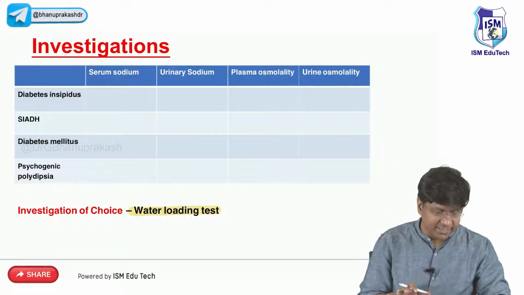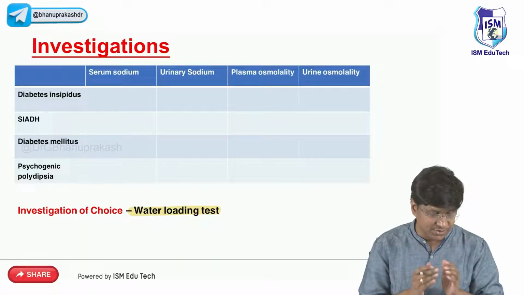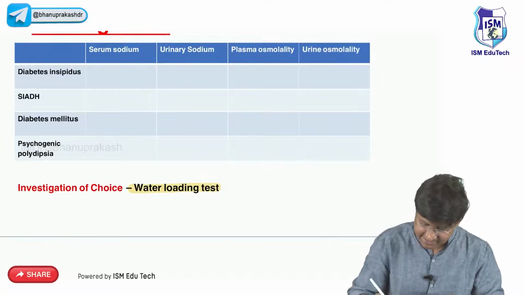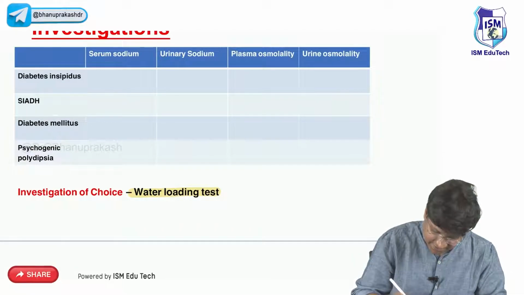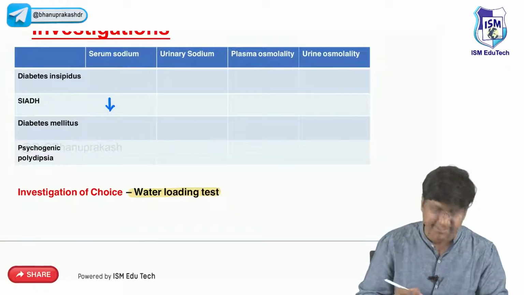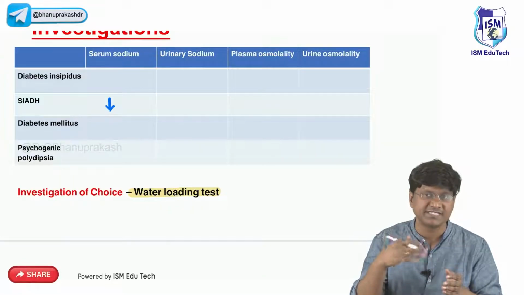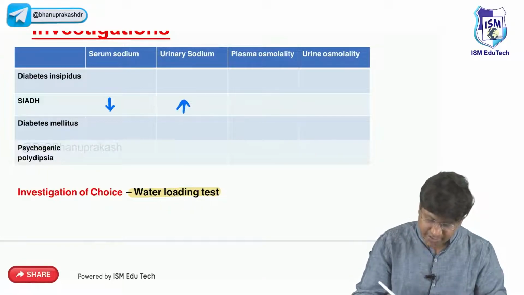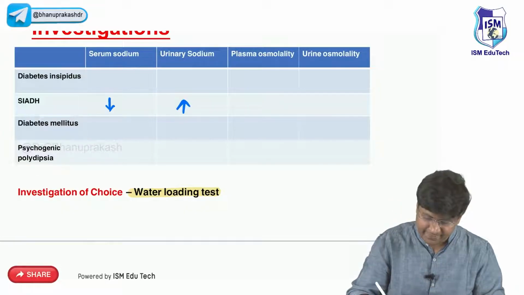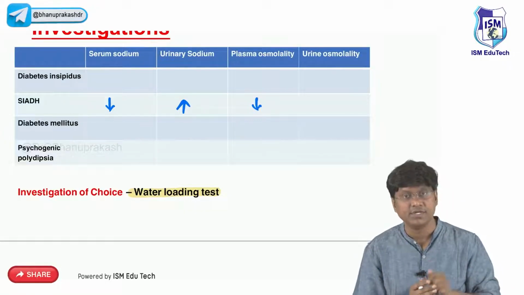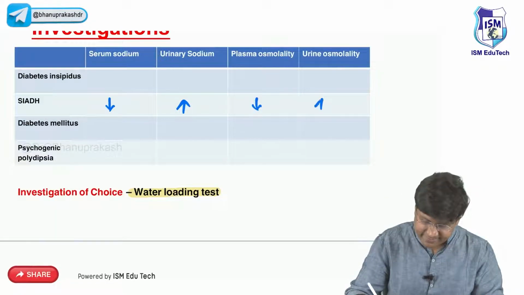Now, let me try to quickly, yeah. And what are the other investigations? Yes, the other investigations in these individuals with SIADH, let me discuss particularly. The serum sodium levels will be decreased. Why? Because compensatory mechanisms are activated in such a way that the sodium is kicked out. So urinary sodium increases. Now, when serum sodium decreases, what will happen to plasma osmolality? Decreases. When urinary sodium increases, what will happen to your urinary osmolality? That will be increased.